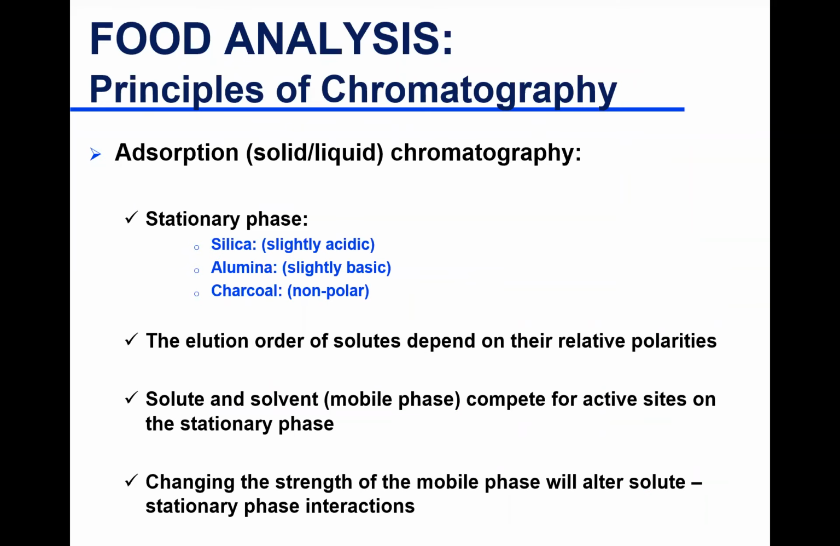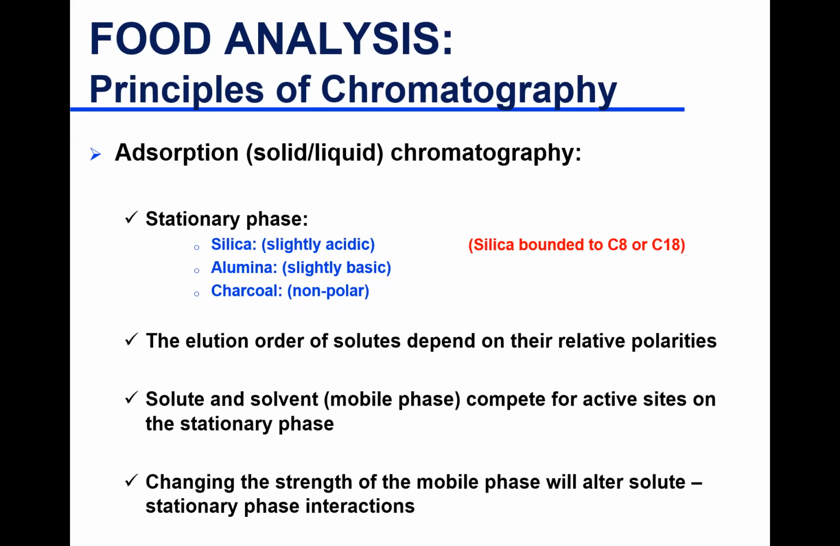So in adsorption chromatography, you can have a stationary phase made up of silica, alumina, or charcoal. So basically, silica and alumina are polar, charcoal is non-polar. So if you have silica and alumina, interaction is via polar interaction, or kind of like normal phase separation. If you have charcoal, it will be based on non-polar interactions, so it would be reverse phase adsorptive chromatography.